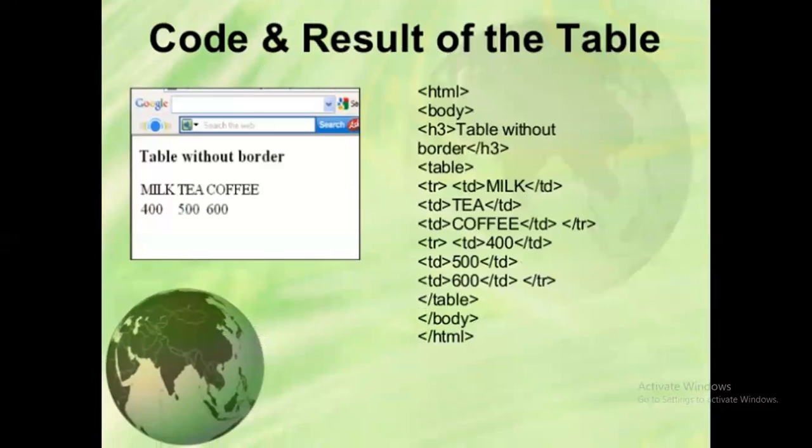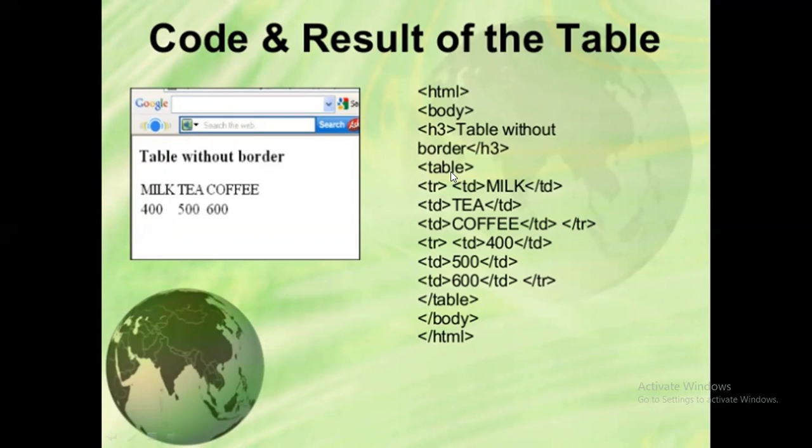Let's look at the code. Here is the code, and I will be showing you the making of the tables using this code only. It will be easy for you to understand. Kindly look at the code. In the third line, it is written H3, that means the third heading. What is that? Table without border. Look here, table without border. There is no border at all. Can you see a border? No.